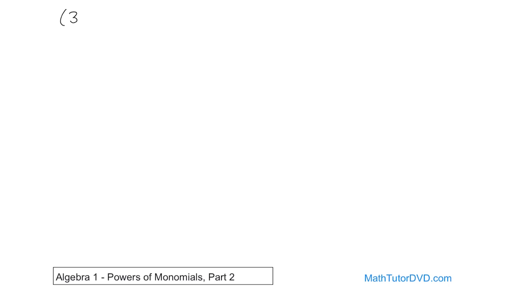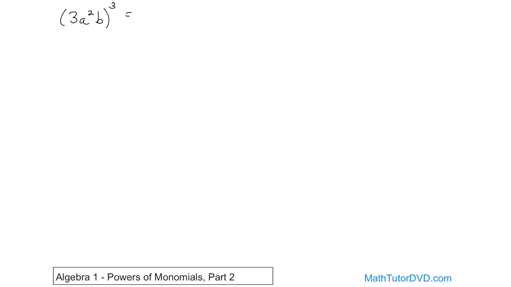If you have, for instance, 3 times a squared times b, and you're raising the whole thing to the power of 3, what do you do? Well, this is a monomial with 3 separate entities inside, so this exponent gets distributed to everything. And if you run into another exponent along the way, you just multiply them together.